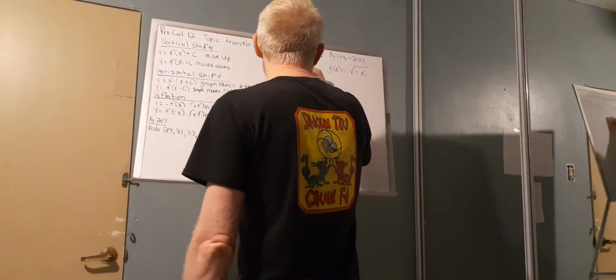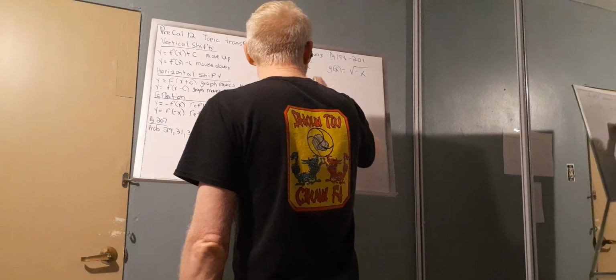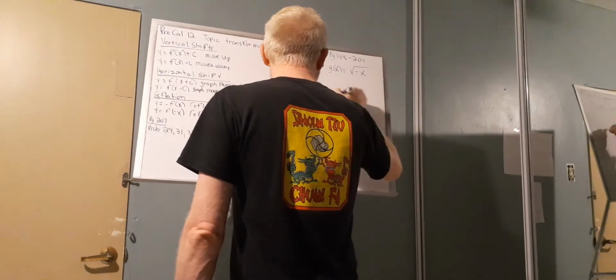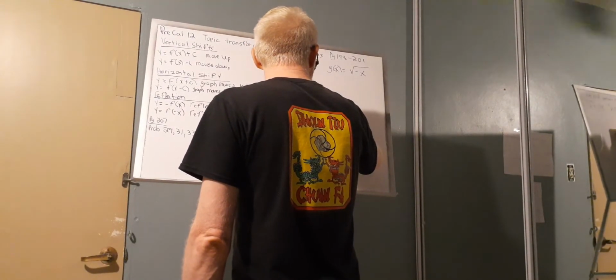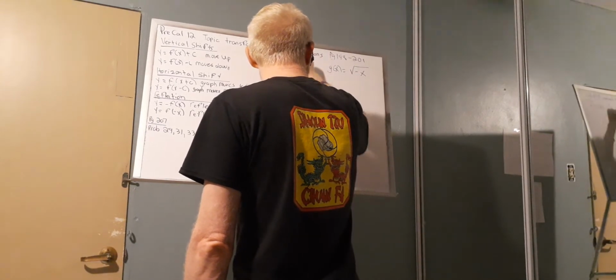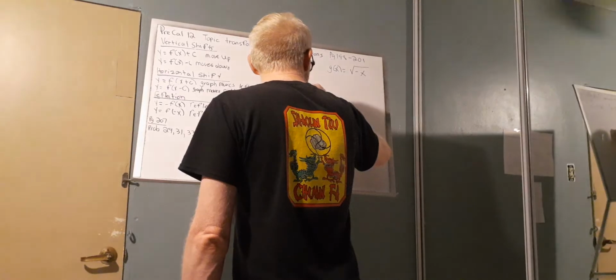First one is f of x equals negative x squared. Now, always my recommendation is to draw the parent function, and we know that the parent function of the quadratic graph actually passes through the origin.